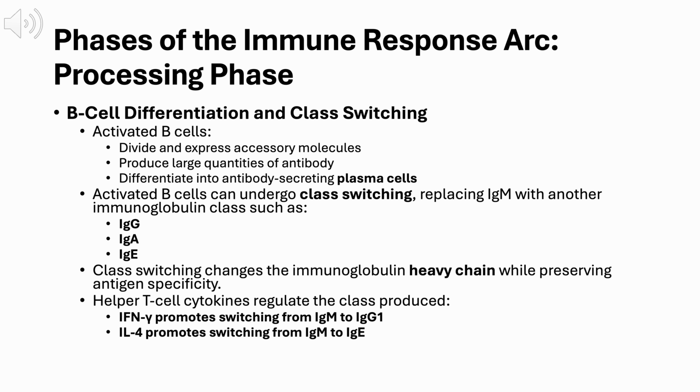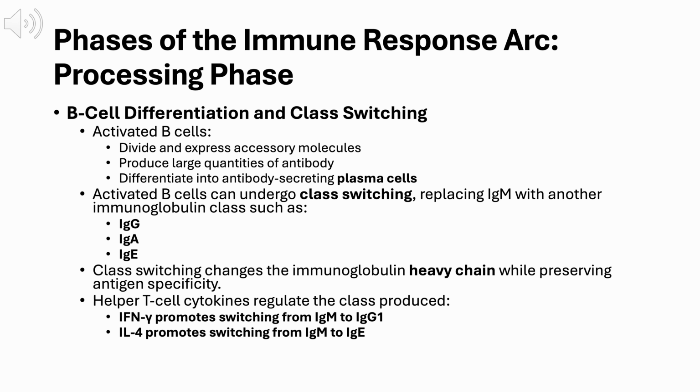Crucially, class switching changes the immunoglobulin heavy chain while preserving the antigen specificity. The paratope stays the same, only the constant region changes. That means the antibody keeps recognizing the same target, but gains entirely new effector functions. And helper T-cell cytokines control which class gets made.